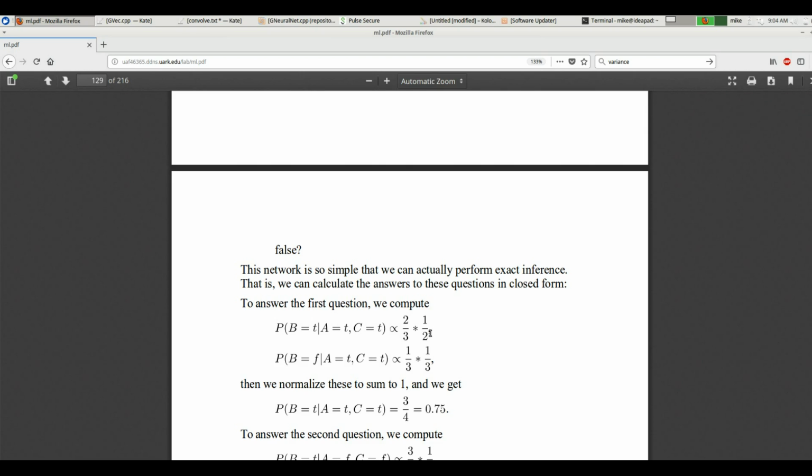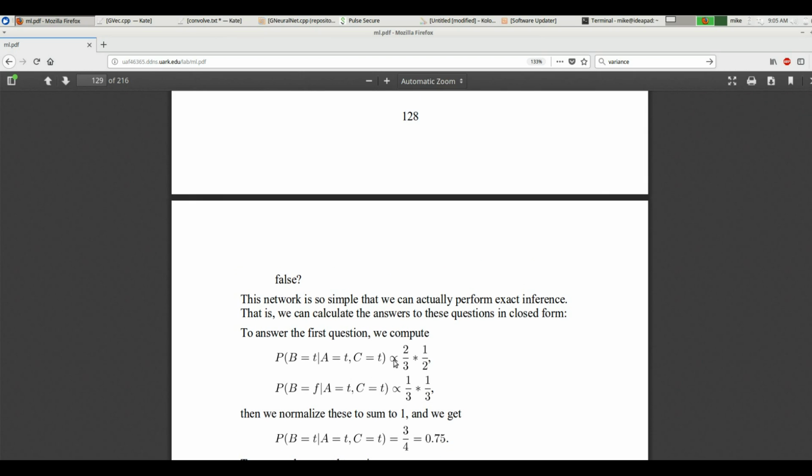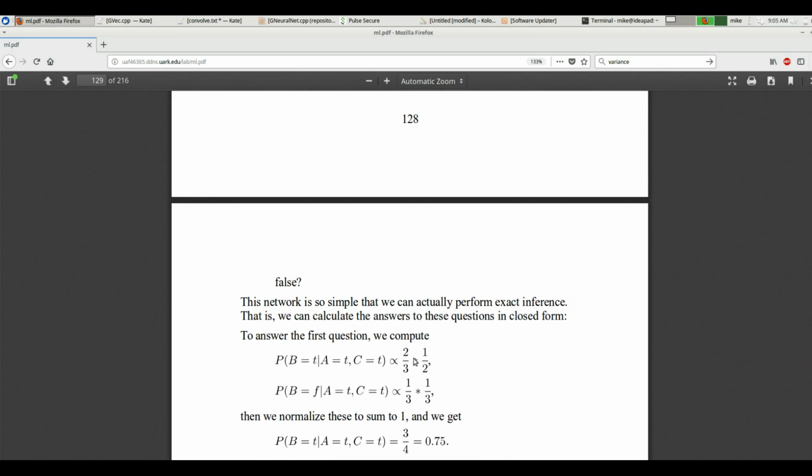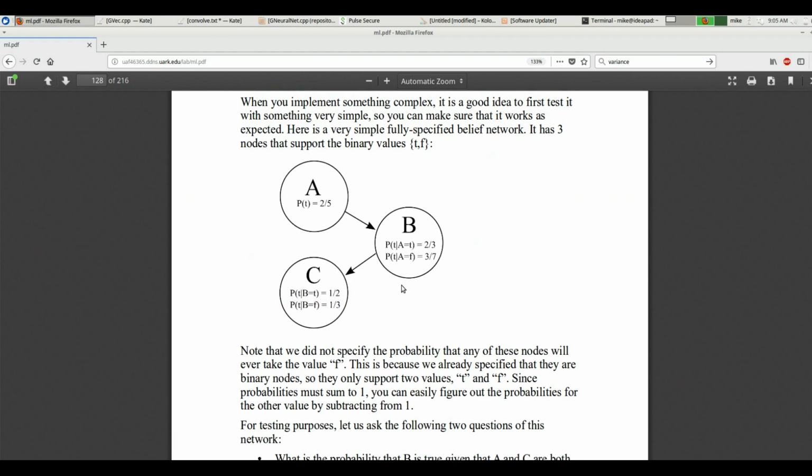Okay. Do you know why? Why 2/3 times 1/2? Look at what we're saying here. It's that 2/3 number, which is the conditional probability that B would be true given that A is true. And we've multiplied it by 1/2, which is the conditional probability that C is true given that B is true. Why did I do that?